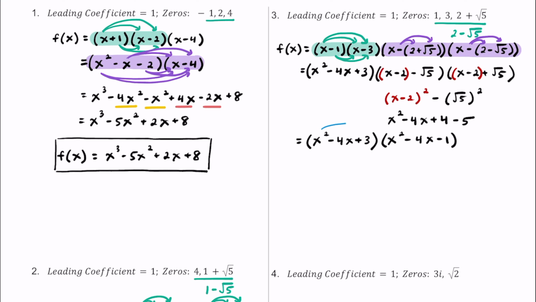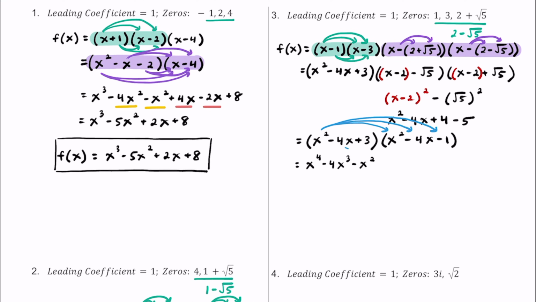Alright, let's start with x squared multiplied by x squared. If we go ahead and do that, that's going to be x to the 4th power. Then we have this x squared being multiplied by negative 4x. That's going to be minus 4x to the 3rd power. And then we're going to take this x to the 2nd power, multiply it by negative 1, and that's going to be negative x squared.